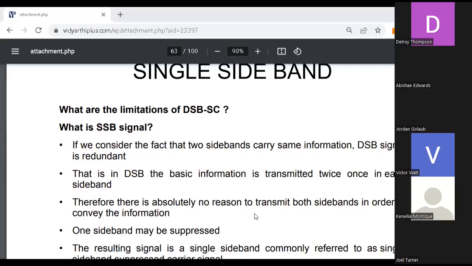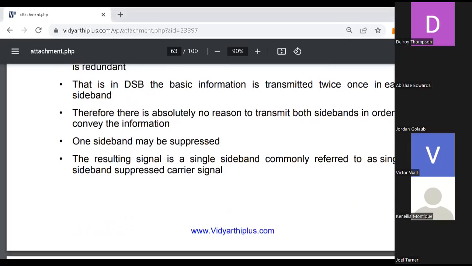So we can suppress one of the sidebands. So if you suppress one of the sidebands, the resulting signal is a single sideband, commonly referred to as a single sideband suppressed carrier signal.